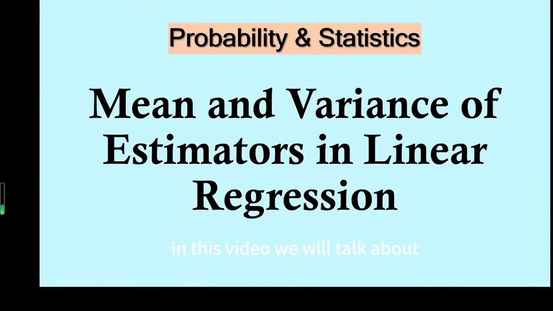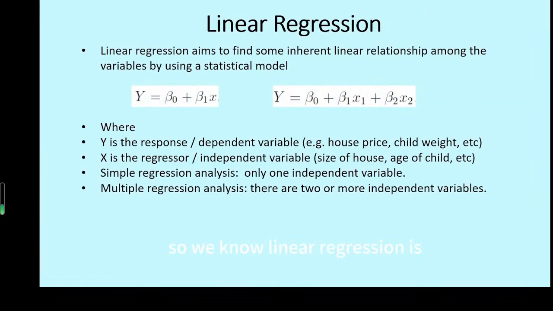In this video, we will talk about the mean and variance of the estimators in linear regression. So we know linear regression is a linear model used to find some inherent linear relationship among variables. This is a simple linear regression model because there's only one x. Here x is the regressor or independent variable. And this is multiple linear regression because there are two independent variables, x1 and x2 here.